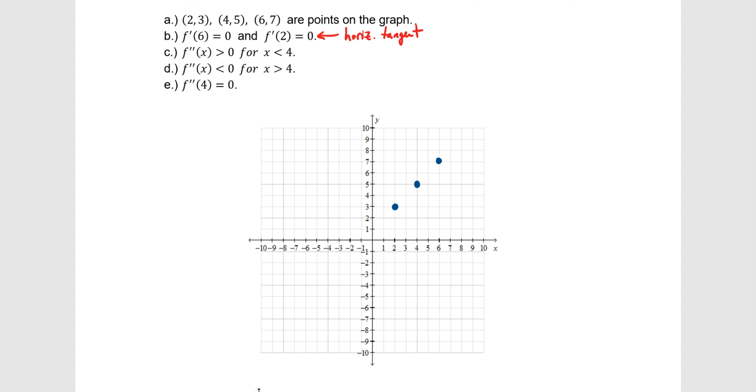And that's going to be a horizontal tangent line. It could possibly be a relative max or a relative min. It technically doesn't have to be either just yet. So we'll see about that in a second.